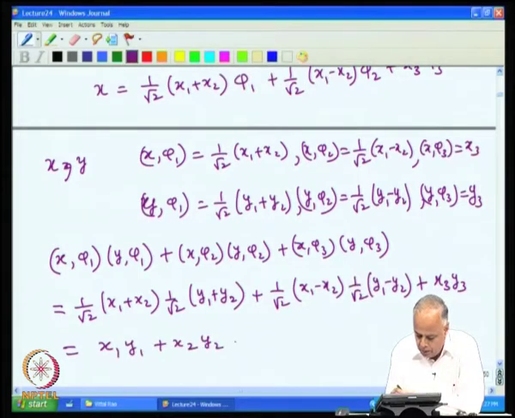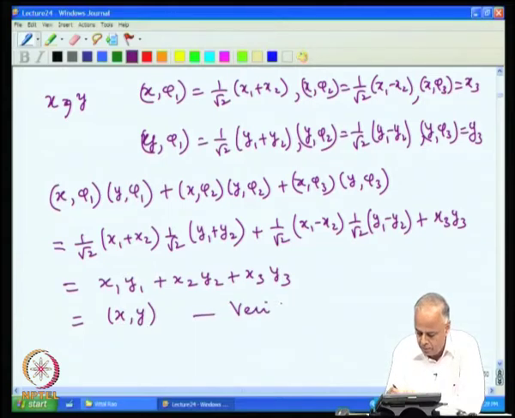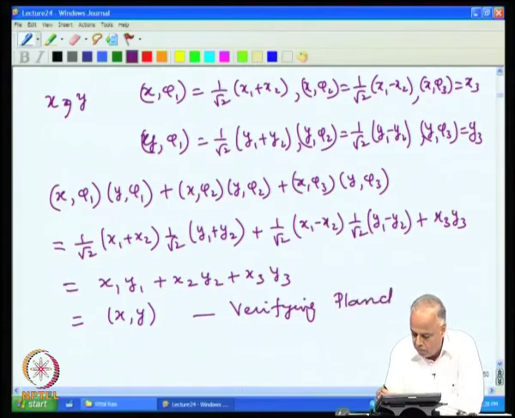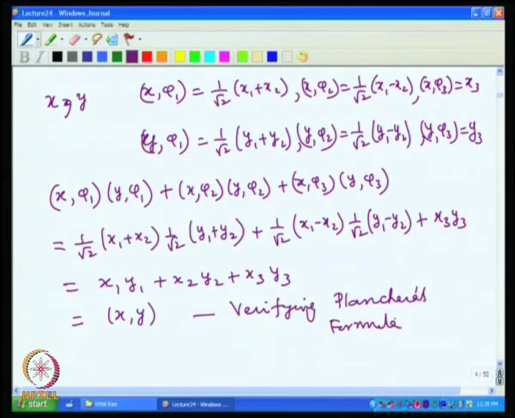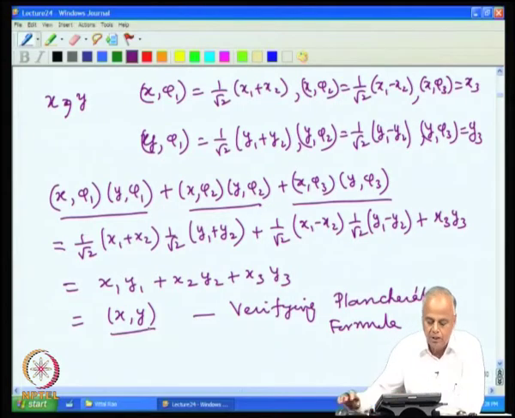Now, if we simplify this, this is nothing but x 1 y 1 plus x 2 y 2 plus x 3 y 3, which was the inner product of x and y. So, verifying the Plancherel's formula. What does the Plancherel formula say? That the product of the corresponding Fourier coefficients, the product of the first, the product of the second, the product of the third, when they are all added up, we must get the inner product, and that is what we get here.